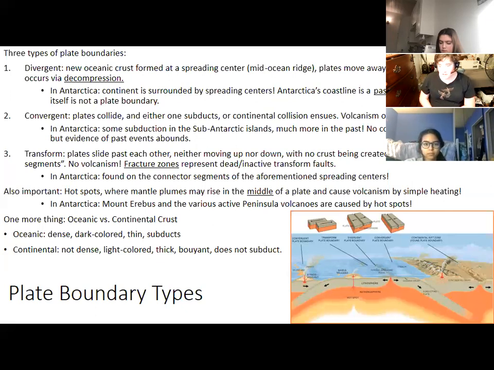I did also want to mention that it's good to get an understanding of what differentiates oceanic and continental crust. Oceanic crust is dense, dark-colored, or mafic, as you're going to learn in lab. It's thin and it subducts because it's so dense. Continental crust is buoyant, not so dense, felsic or light-colored, and it's thick. It's kind of thick like whipped cream. It's thick and light, relatively speaking.